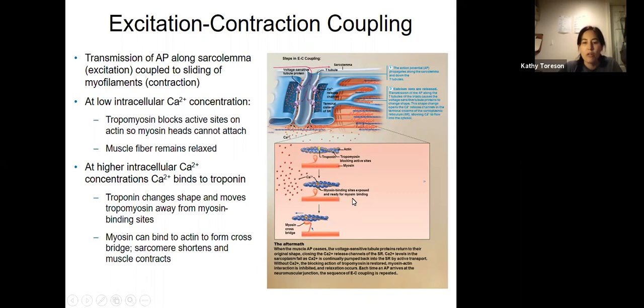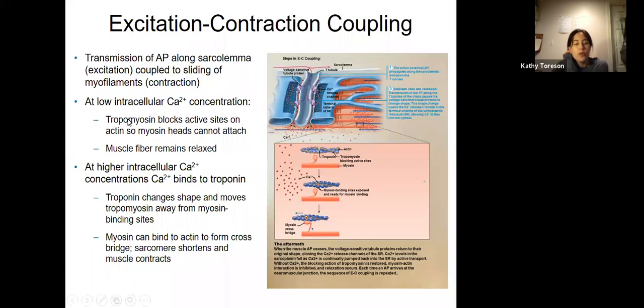So when we looked at cross-bridge cycling, a couple slides ago, we were looking at how myosin and actin bind together and the role of ATP in that process, right? ATP will cock the myosin head back. But what we glossed over is the role of calcium. So calcium is also necessary for contraction to occur, right?